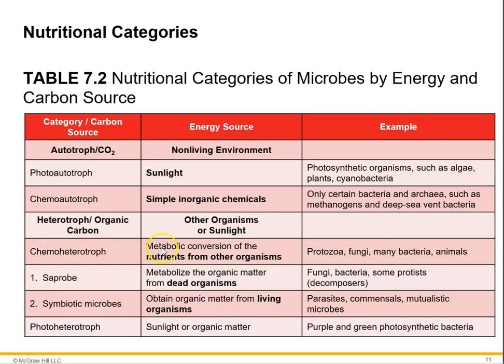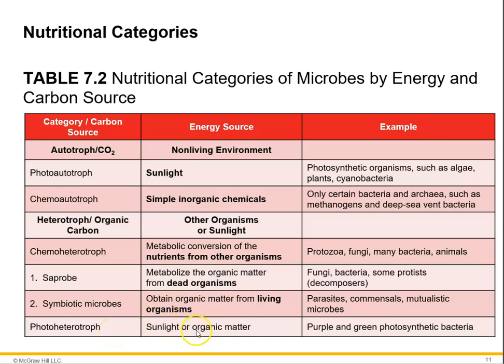Your chemoheterotrophs, these guys are going to use nutrients from other organisms. So this is going to be protozoa, fungi, a lot of different bacteria, and animals. And you've got a couple of categories here. You've got saprobes, which are going to metabolize the organic matter from dead organisms. You need to know that for the exam. And you've got symbiotic microbes. These guys obtain organic matter from living organisms, okay? So examples there would be parasites, commensals, and mutualistic microbes. We'll talk more about these guys here in a little bit.